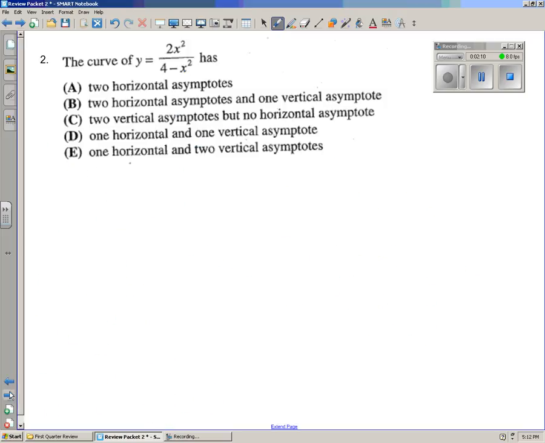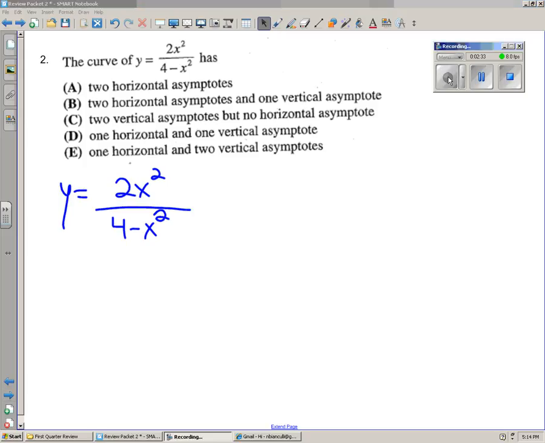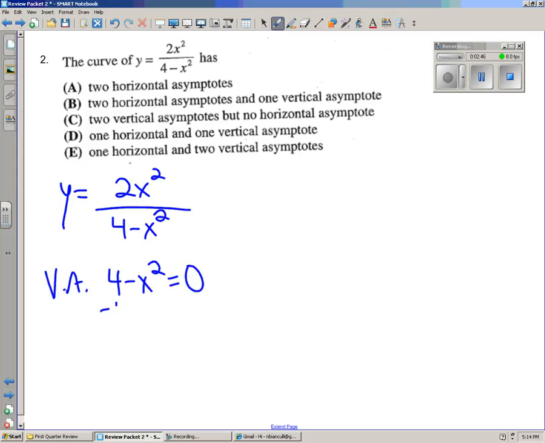Number 2. The curve of y equals 2x squared over 4 minus x squared. Horizontal and vertical asymptotes. First of all, you always look and see if you can simplify the function. And in this case, you can't. All right, so now we want to figure out what types of asymptotes it has. Vertical asymptotes are easy. If you simplified, you set the denominator equal to 0.